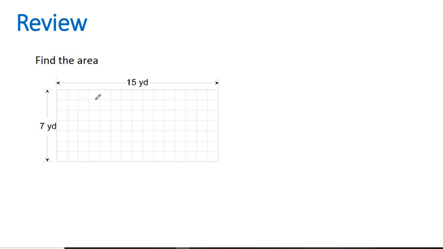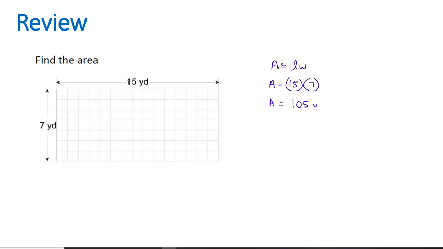If we want to find the area, it means we're figuring out how many little squares, perfect 1 yard by 1 yard squares there are in this rectangle. So we use the formula for a rectangle, which is length times width. So the area is going to be 15 yards times 7 yards. And because we're multiplying yards times yards, we're going to get yards squared. So we get 105 square yards. So there's 105 little squares inside this figure.